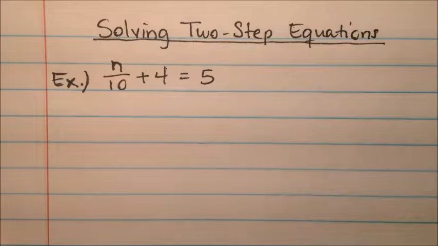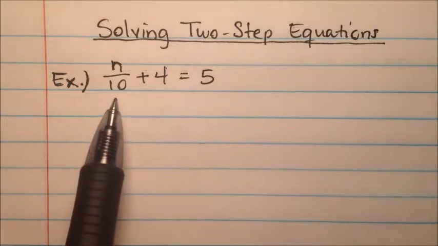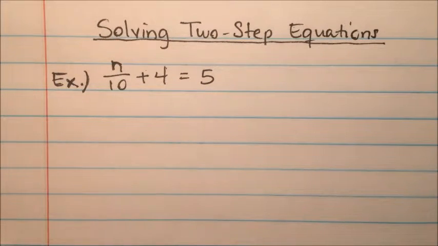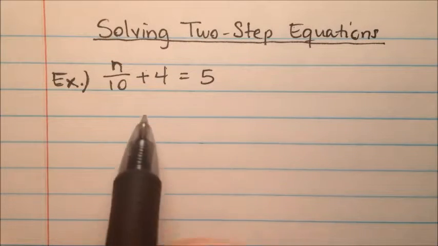In this video, I'm going to take time and work through some two-step equations and some inequalities as well. So the first example I have is n divided by 10 plus 4 equals 5. So these are two-step equations because we need to take two steps in order to solve these.